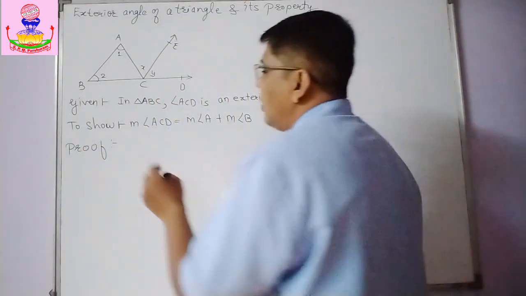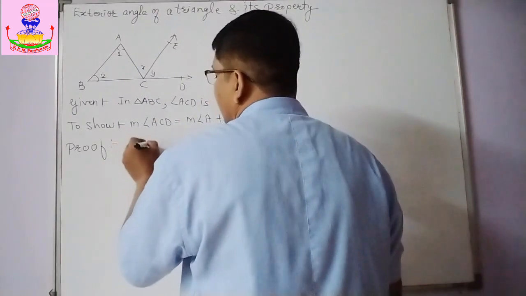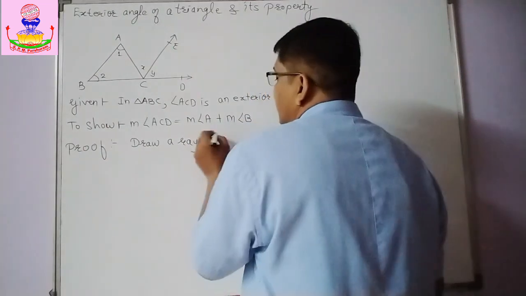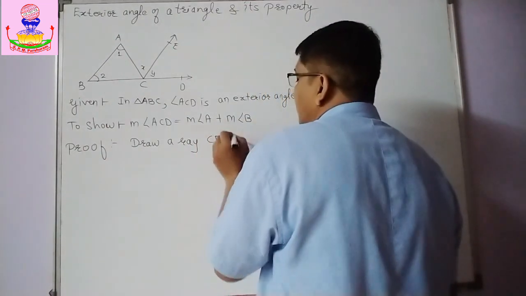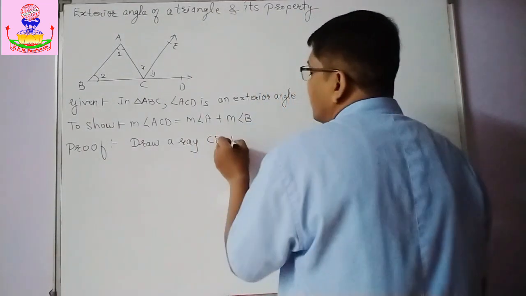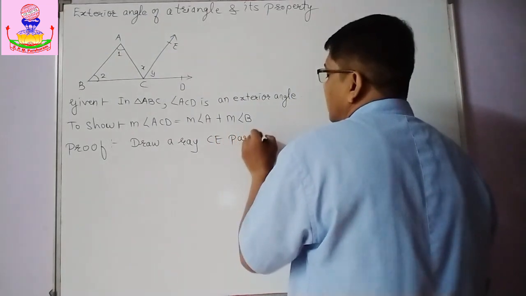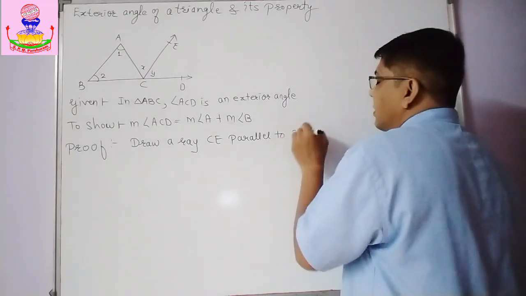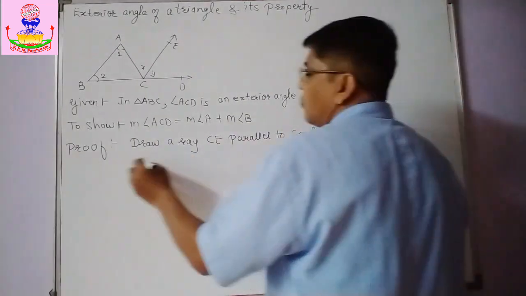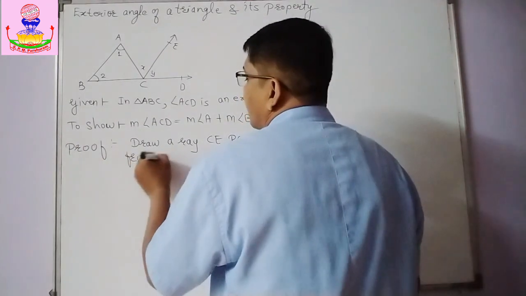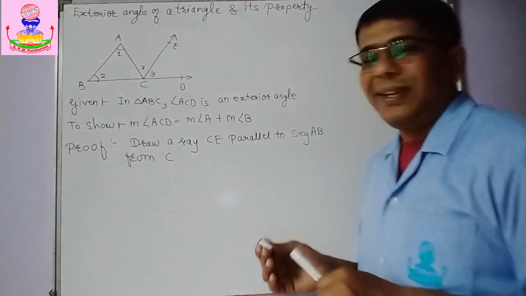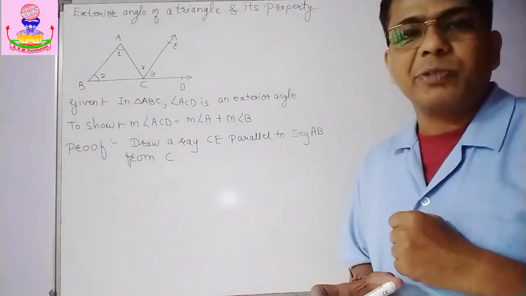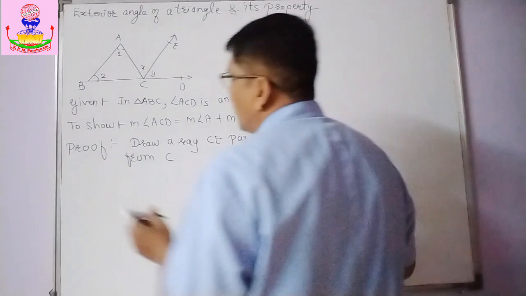So for that you have to do one construction. Draw a ray CE parallel to segment AB from C. Okay. Now you have studied parallel lines and its transversal and its properties.